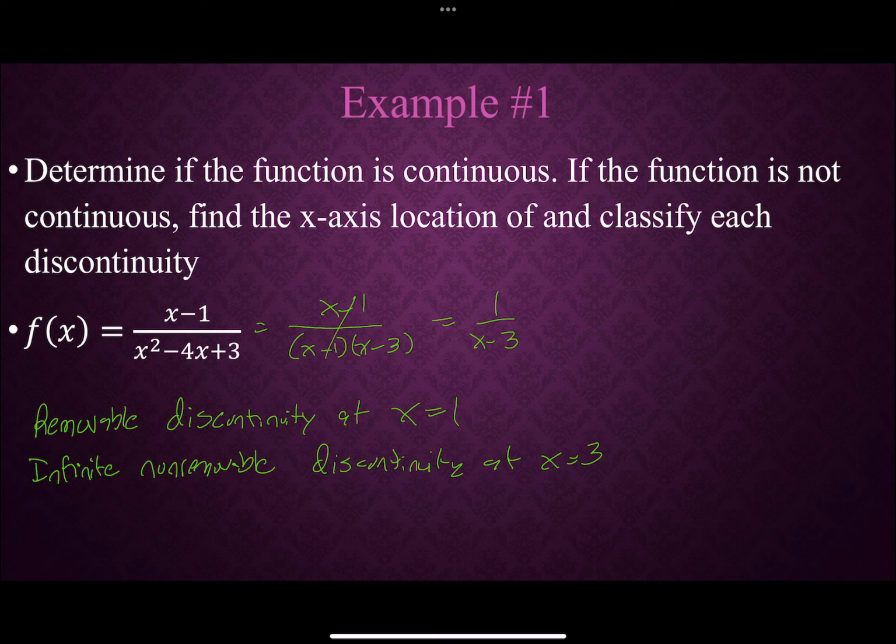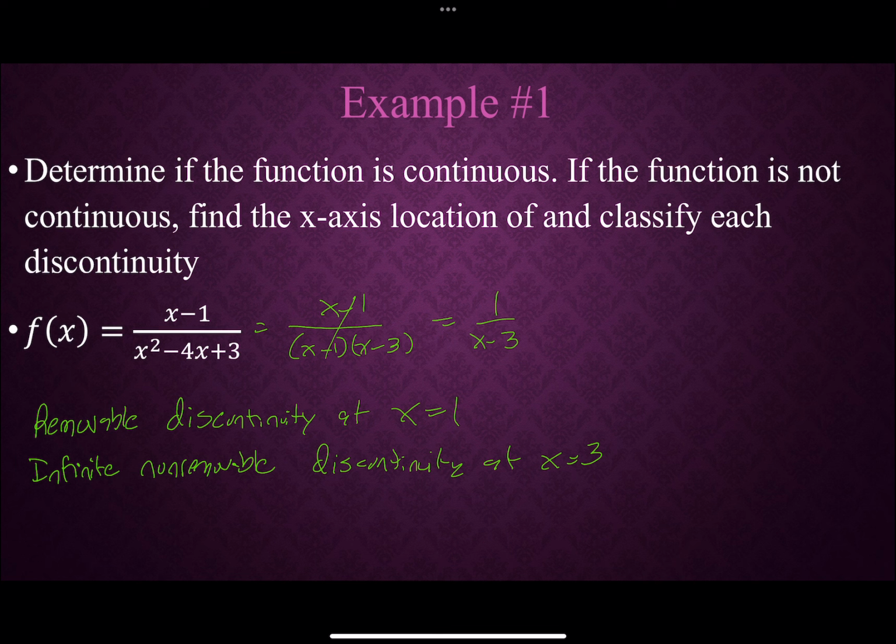You do need to specify the type of non-removable discontinuity because it either could be infinite, jump, or oscillating. So you do need to specify that. The hole is the only removable discontinuity, so we don't need to specify there. We can just say it's a removable discontinuity, and that's it. So with rational functions, you pretty much only have those two options: removable or infinite non-removables, holes or vertical asymptotes. Those are the only things that typically occur with most rational functions.